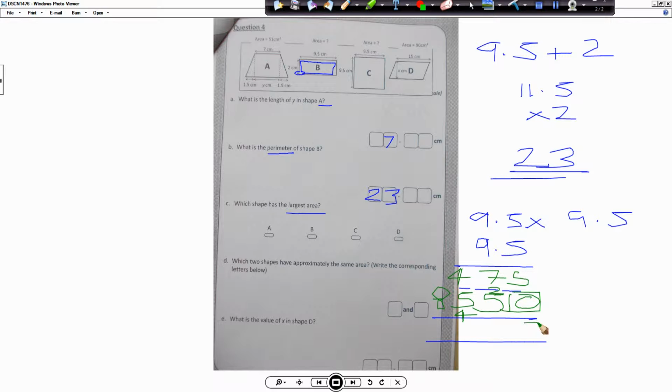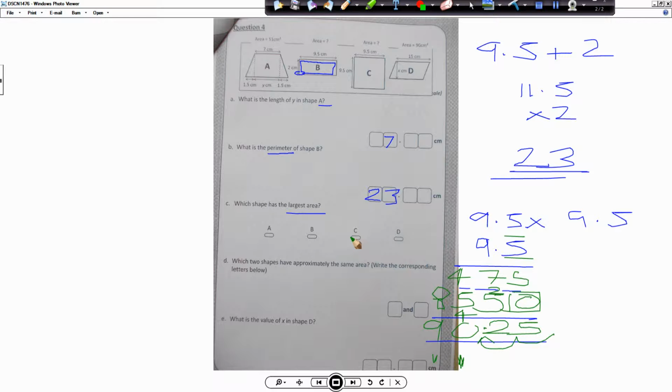So 5 add nothing is 5. 7 add 5 is 12. 4 add 5 is 9, and 1 is 10. That's 9. And then you have to put the decimal point in 2 places. So it's only bigger by a little bit, by a quarter of a centimeter squared.